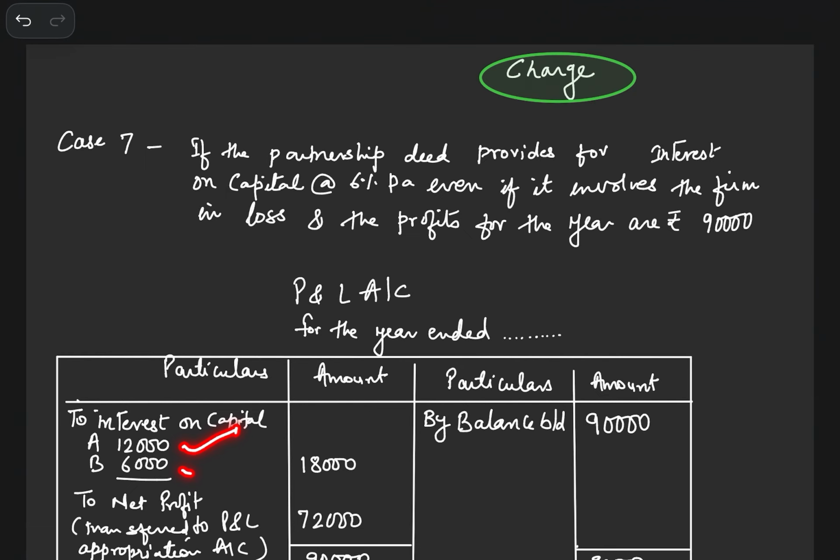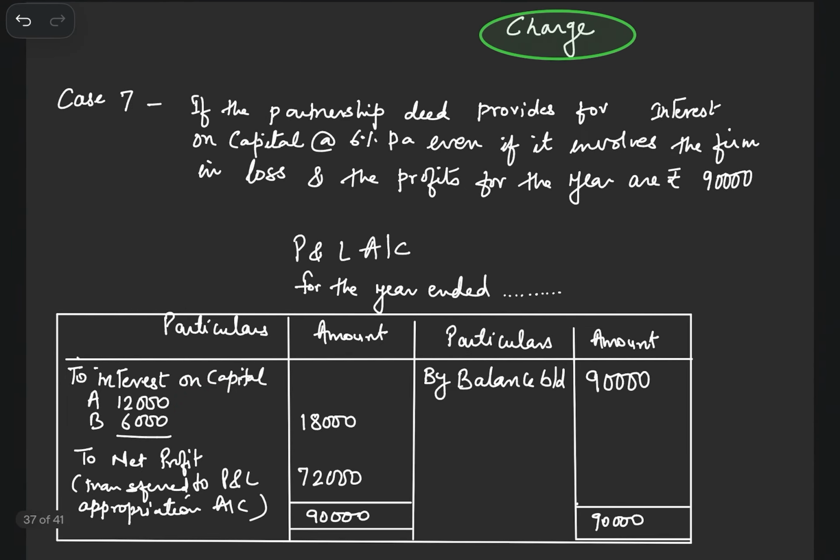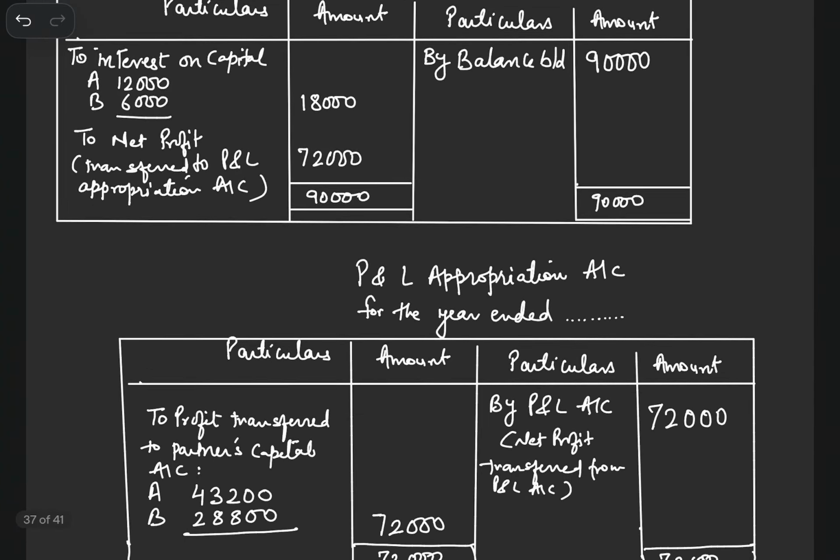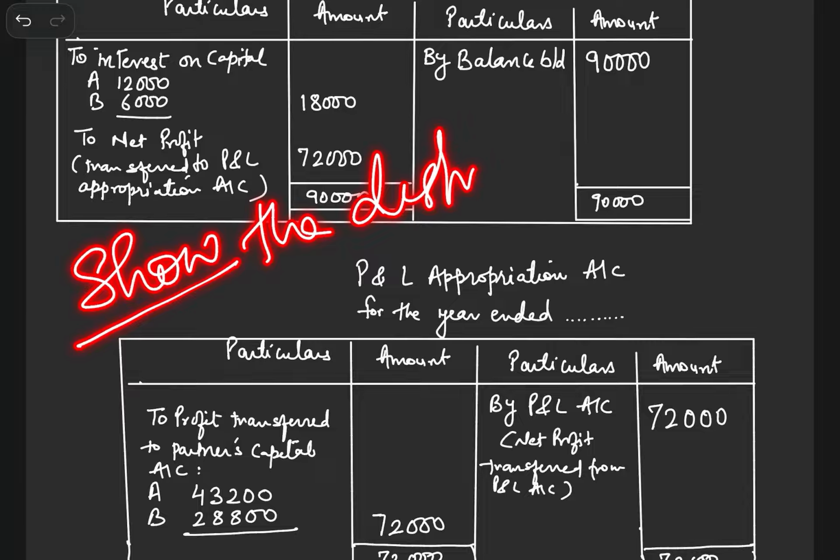And then since it's a charge, we have to give the full amount of interest, that is 12,000 and 6,000, right? Then the residual amount is 72,000. That is the net profit, right? So this net profit has to be transferred to the profit and loss appropriation account, because in the question we were asked to show the distribution of the profit.